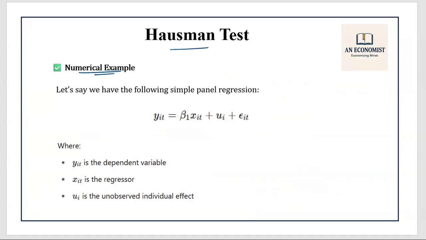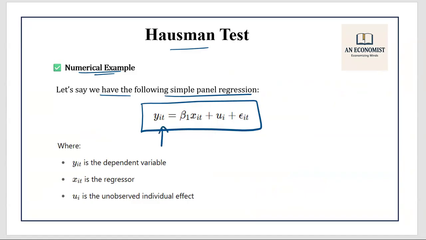So see here, this is the numerical example. Let's say we have the following simple panel regression. I have taken a hypothetical regression for you. This is just to make you understand the concept, nothing else. Y_it is the outcome variable. Beta 1 is the only coefficient, and you have only one regressor. X_it is the only regressor.